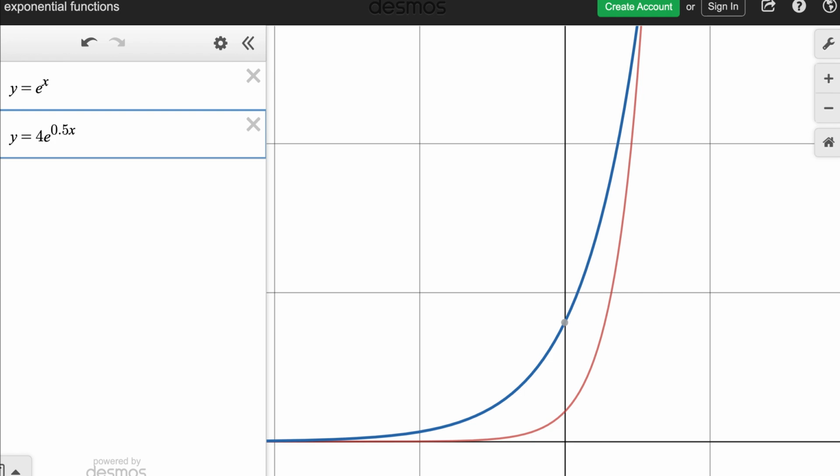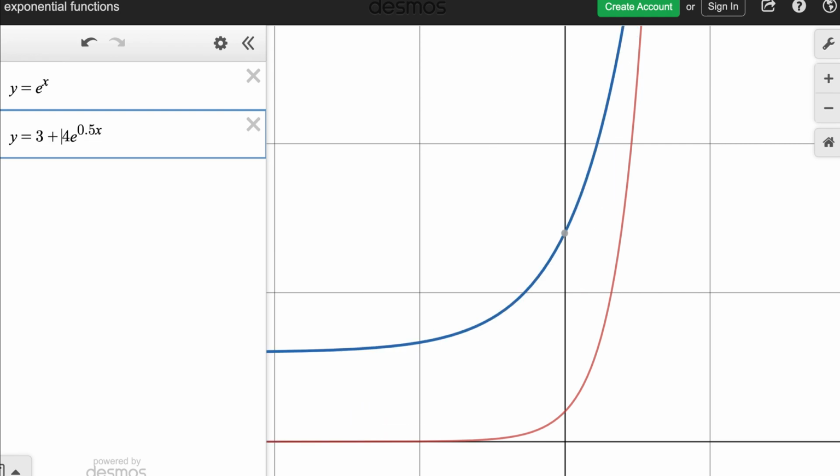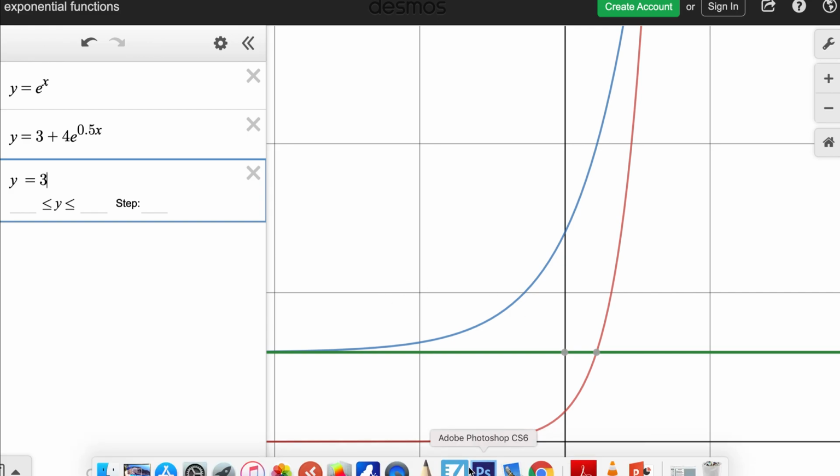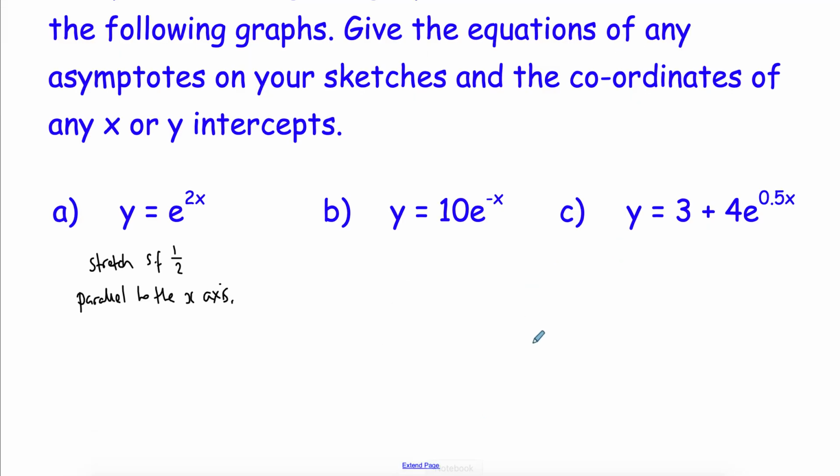There you go. And then we had a plus 3 as well. That's a translation, 3 units up. So it shifted up. Notice the asymptote has moved. If I draw y equals 3, we can see the asymptote there. So that's the sketches for those 3 graphs.